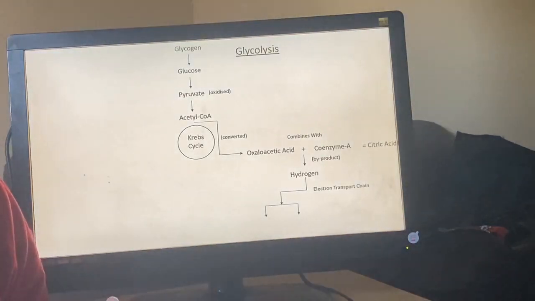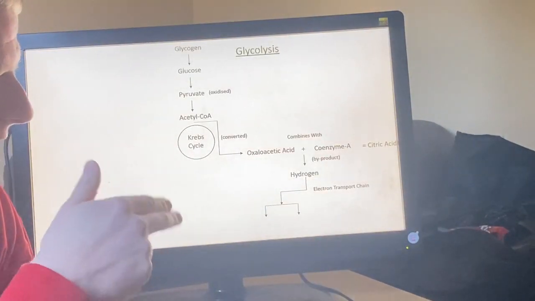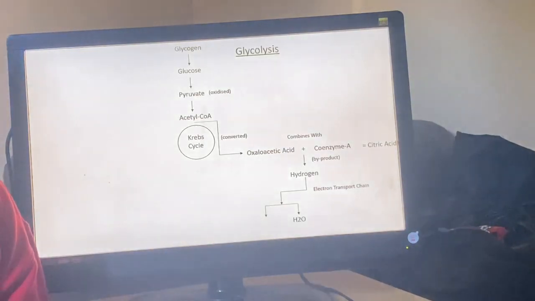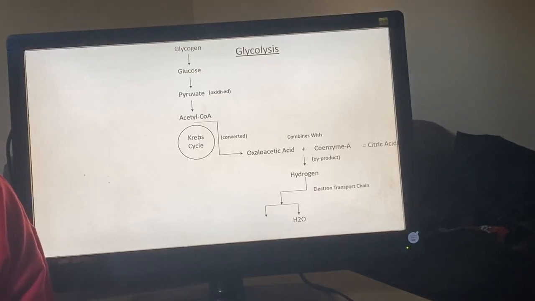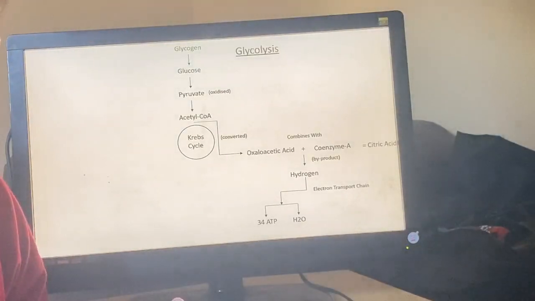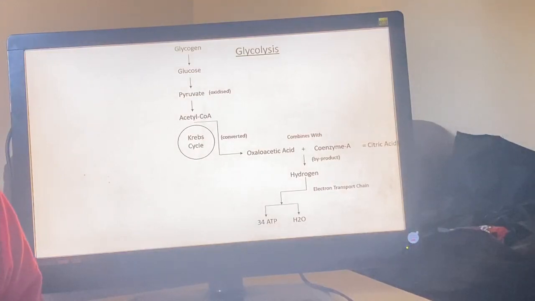So we're nearly at the end of this now. So hydrogen travels down the electron transport chain and I get two things. The first thing I'm going to get is water, H2O. But this is the important part now. I get 34 ATP. Now compare that to the phosphocreatine system. Each breakdown of phosphocreatine only resynthesizes 1 ATP.